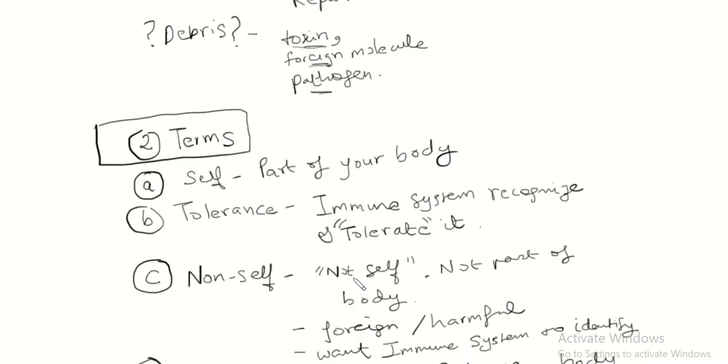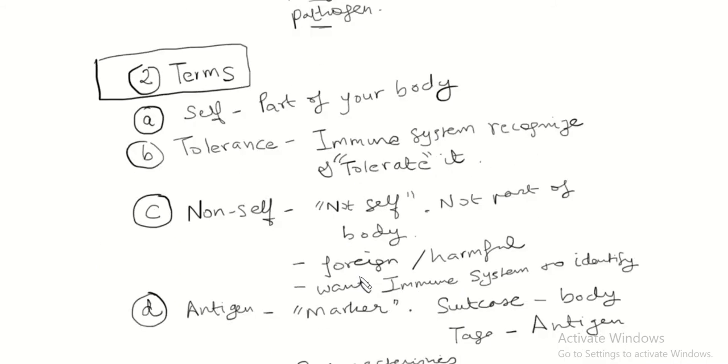So let's review some important terms. Let's talk about some important terms here. Self. So what's self? Self is part of our body. It could be our cells, it could be organs, it could be organ systems.